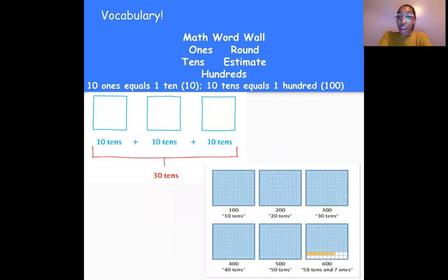So here's our word wall. We remember that we were working with hundreds, tens, ones last time, breaking down those hundreds into tens. And then we have some ones. Today we're going to think about estimating and rounding. And you're going to need to remember the key fact that 10 ones equals 10, 10 tens equals 100. And we know that 10 hundreds equals 1,000. These charts are for you to refer to, use all the time. It'll help you think of numbers as tens.